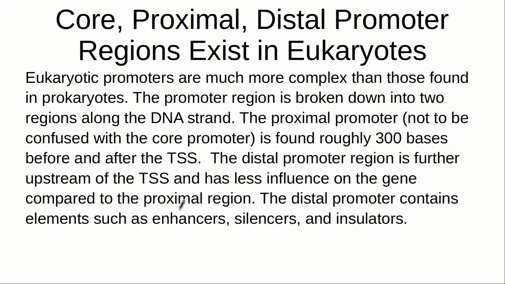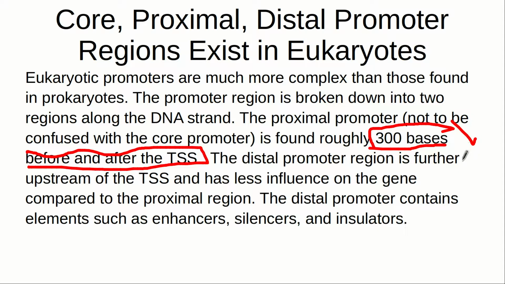Eukaryotic promoters are much more complex than those found in prokaryotes. Yes, and we do not know everything. The promoter region is broken down into two regions, the proximal and the core. Here we're going to say 300 bases before and after the transcription start site. That's a pretty good length, and I can tell you that it changes depending upon species. This is not cut in stone, but we'll work with this one. This is something I want somebody to find. As you move forward, someone agree that they will go find this, and define it.